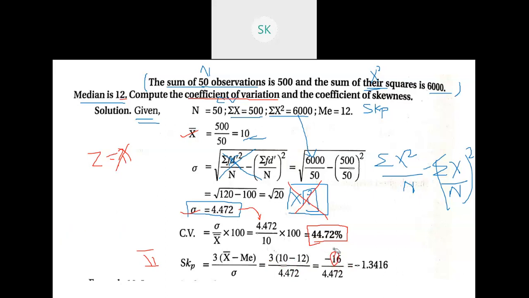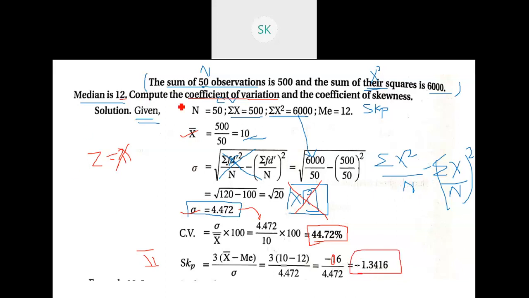So minus 6 by 4.472. You will get an answer of minus 1.3416. So this is the coefficient of skewness in this problem.